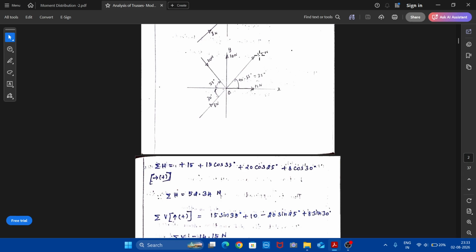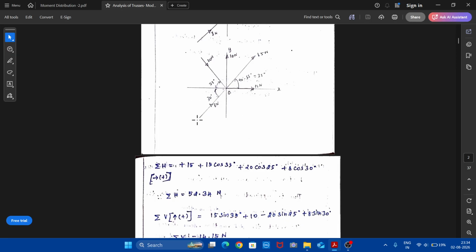Come to 15 Newton, the vertical component of 15 will be 15 sine 35. Therefore 15 sine 35 is written here, and watch the direction of the arrowhead. After resolving, it will move upward, therefore plus. Then we have a 10 Newton force, which is truly vertical, therefore simply add this 10 Newton, and the arrowhead is pointed upward, therefore plus 10. And coming to this force, if it is resolved vertically, 20 sine 25, and when it is resolved vertically, the arrowhead will be pointing downward, therefore minus 20 sine 25.